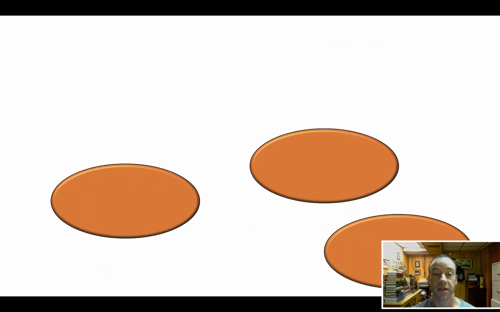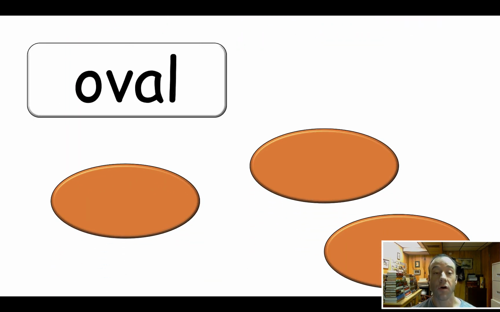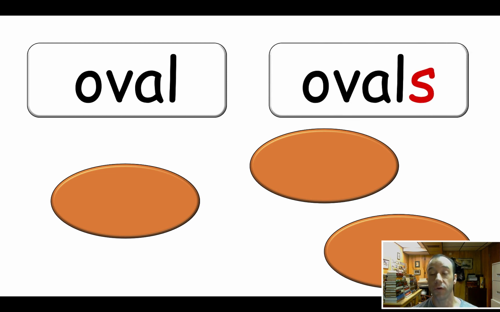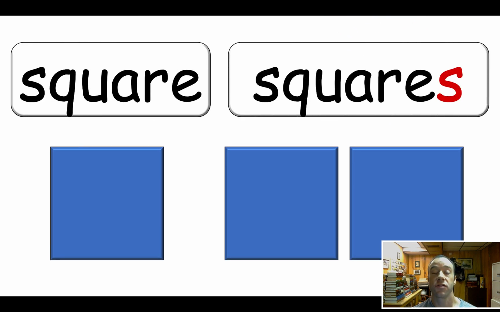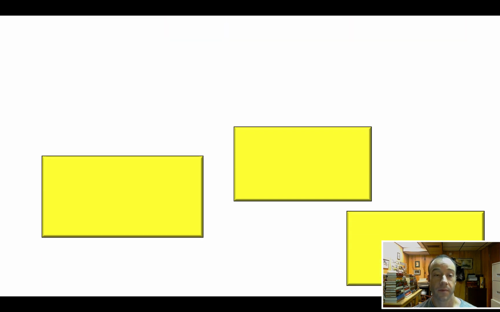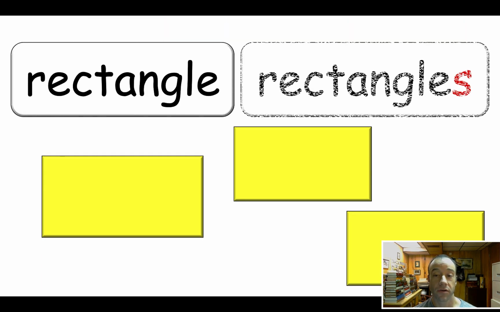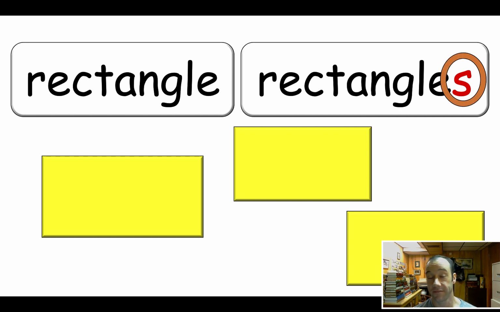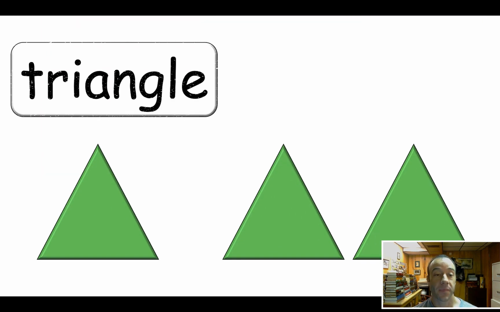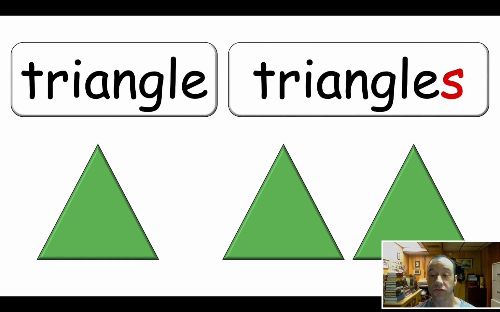Same thing here. Oval, ovals, ovals. Square, squares, squares. Rectangle, rectangles. If they want to say the color here too, it's fine. Triangle, triangles.